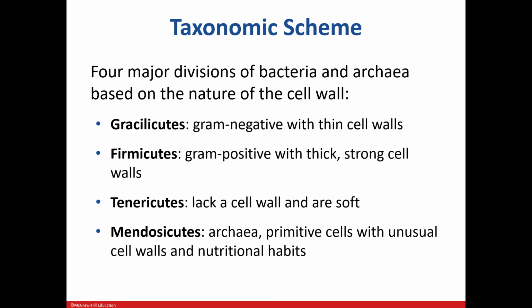Taxonomically, there are 4 groups of bacteria and archaea. Gracilicutes are your gram-negative bacteria. Firmicutes are gram-positive, and Tenericutes are those that don't have a cell wall. Mendosicutes are members of archaea.